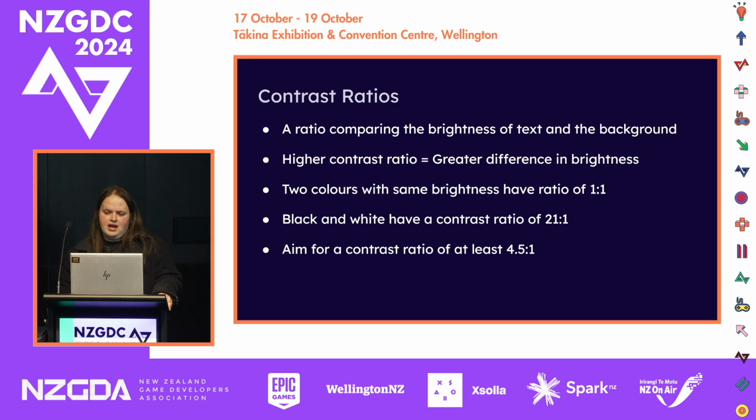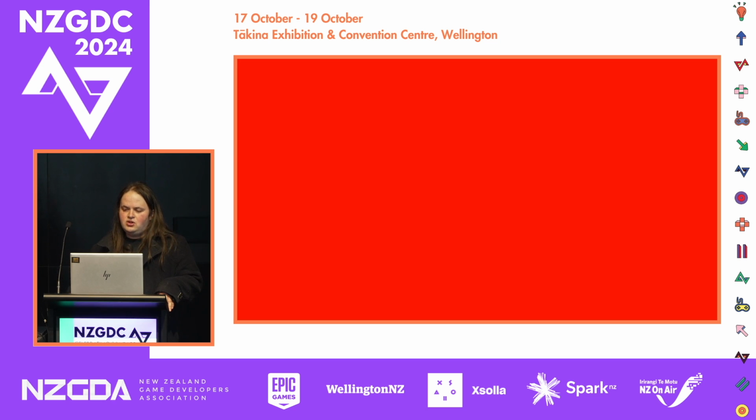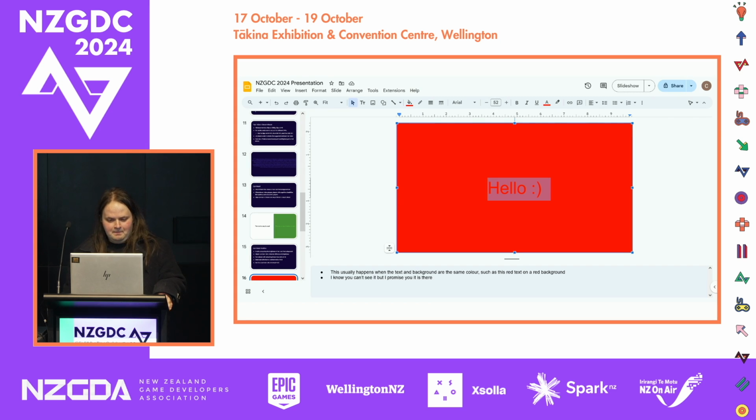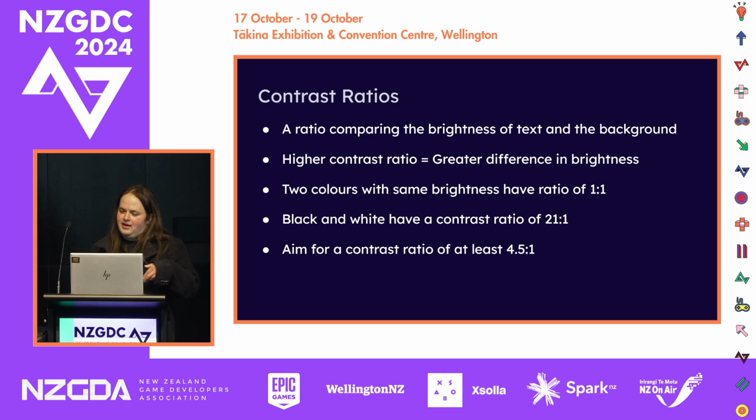One of the main tools that we can use to determine how much contrast there is between text and the background is a contrast ratio, which is a value that we can derive from the brightness values of both the foreground and background colors. The higher the contrast ratio, the more different the two colors are. If two colors have the same brightness, there's a contrast ratio of 1. This usually happens when text and background are the same color, such as this red text on a red background. I know you can't see it, but I promise you it's there. Now, if we compare two very different colors, such as black and white, those have a contrast ratio of 21:1.